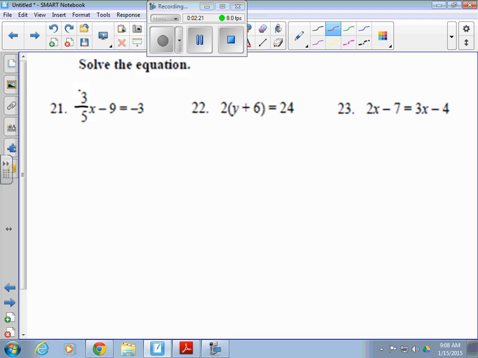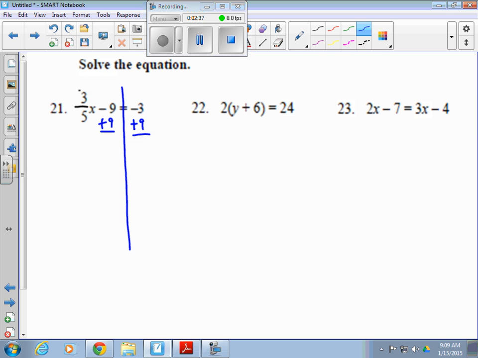And we're solving these equations, multiple step equations. Number 21, 3/5 x minus 9 is equal to negative 3. We want to undo order of operations backwards. Undo minus 9 first by adding it. If you do it there, do it here.